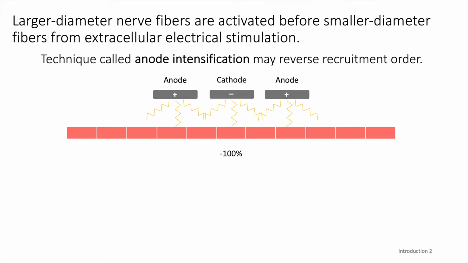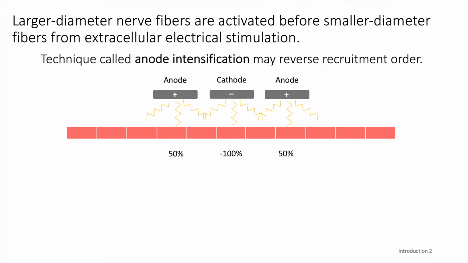the recruitment order. So in a standard electrical stimulation, anodes and cathodes must give out the same percentage of current, but in anode intensification, we inject more anodic current to try to shape the current on the nerve. For example, in the normal case, anodes and cathodes will contribute the same amount.